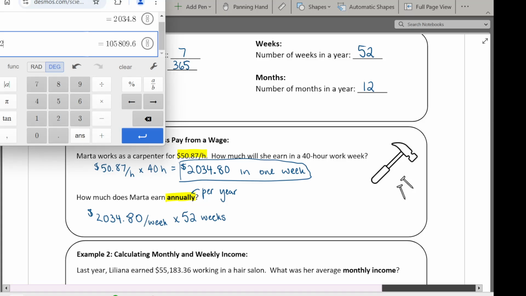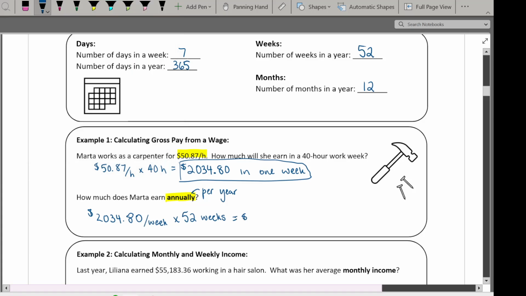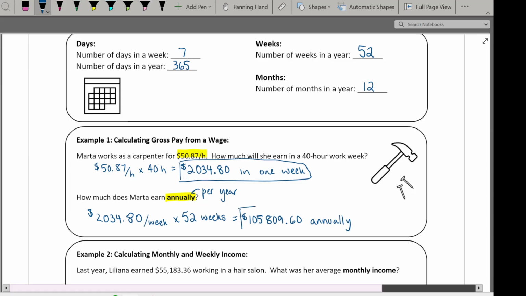And you get $105,809.60. I should mention too that if we are writing our answers in dollars, you should always use 2 decimal places. So if it ends in 0.6, then you need to add the 0. And that's annually, or per year would also be correct there.